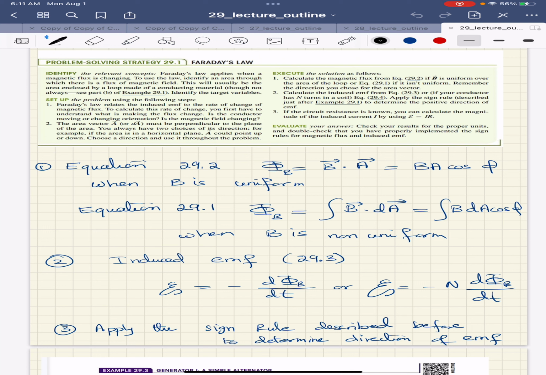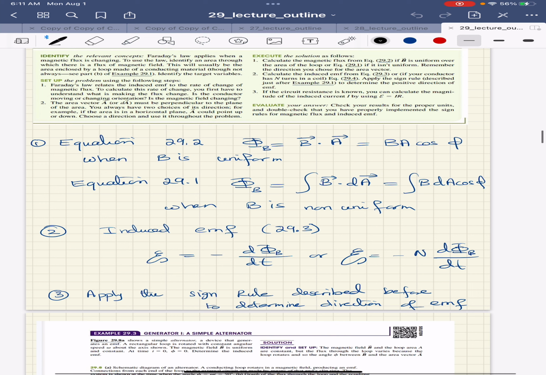And here we have two choices. If we have the area in the horizontal plane, you could point up or down, and you are going to choose one direction for the area that is going to stay the same for the whole problem. When we want to calculate the flux, this is equation 29.2, which is phi B equals B dot A, which is BA cosine phi.